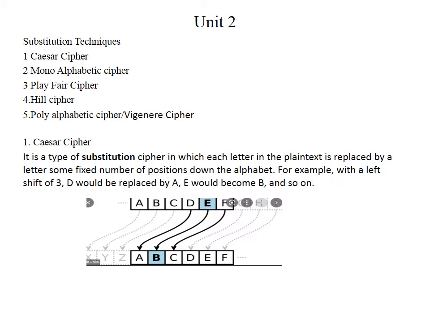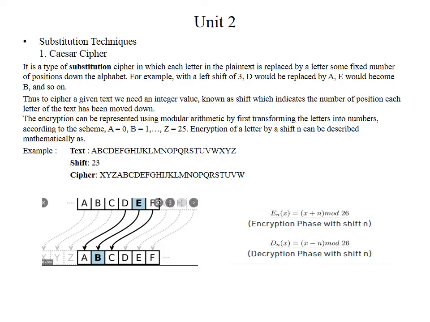Here the letter D is replaced by A. With a left shift of 3, D will be replaced by A. You can see the arrow, this left shift of 3: 1, 2, 3. So D is replaced by A, E is replaced by B, F is replaced by C, and so on. This is called a substitution cipher. We are substituting a letter with a relative position, shifting either left or right.